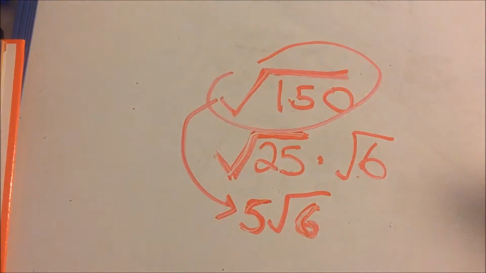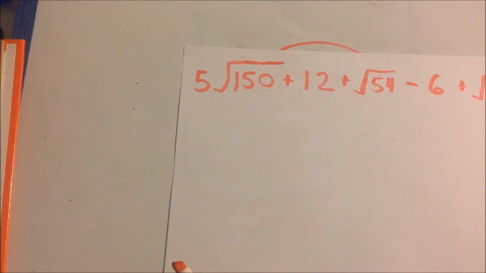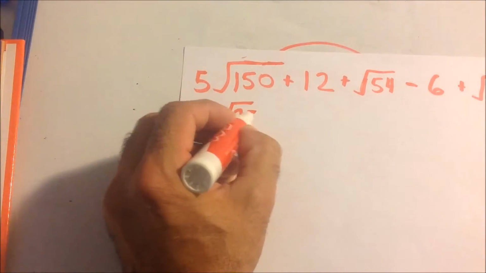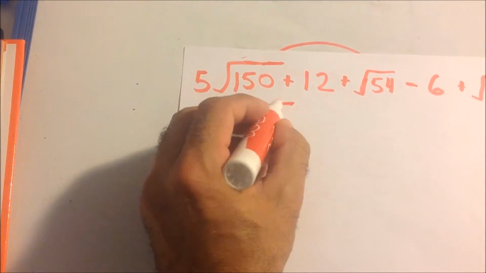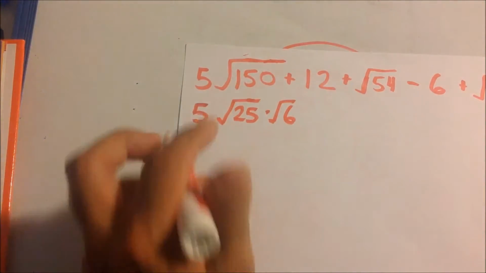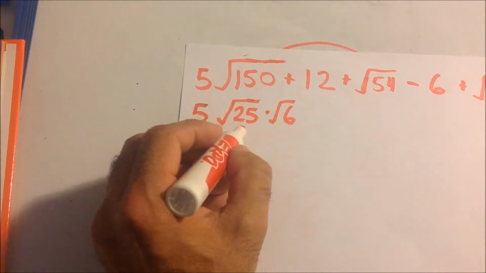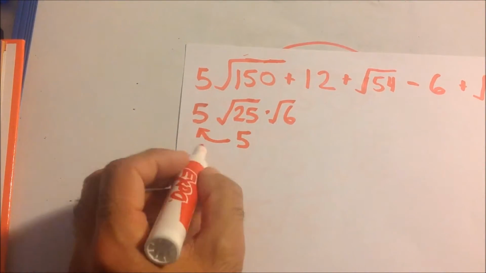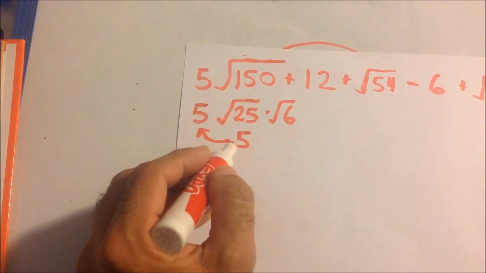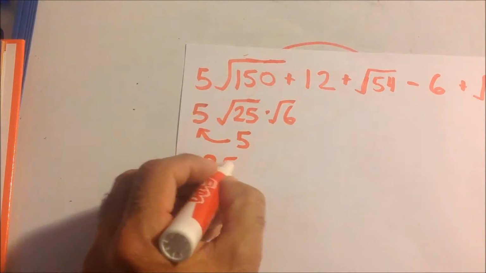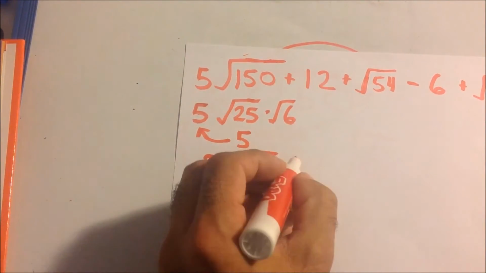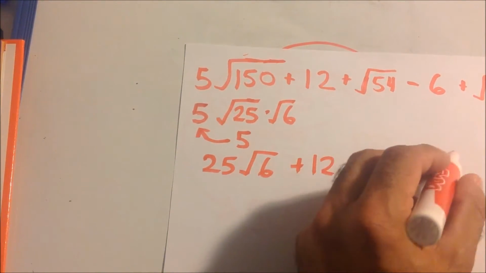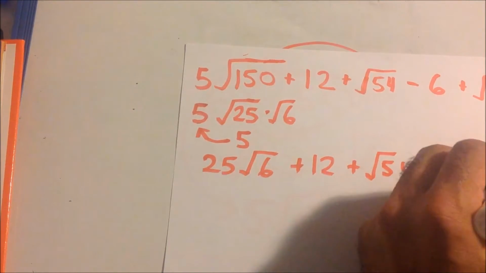So let's go back to the problem. Instead of 5 square root of 150, we can say 5 times the square root of 25 times the square root of 6. And we know that the square root of 25 is 5, and you had another 5 there. So now it's 5 times 5. It's 25 square root of 6 plus 12 plus square root of 54 minus 6 plus the square root of 24.